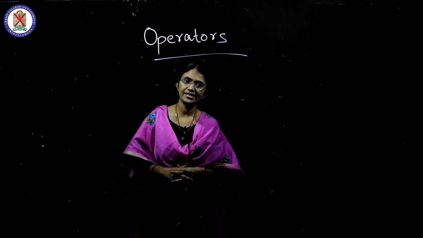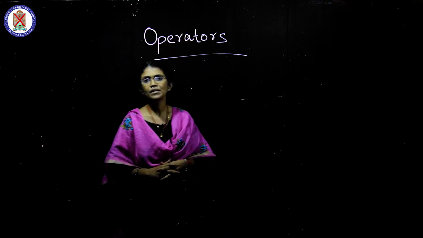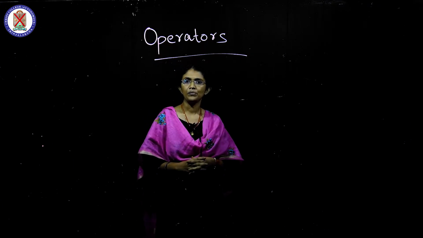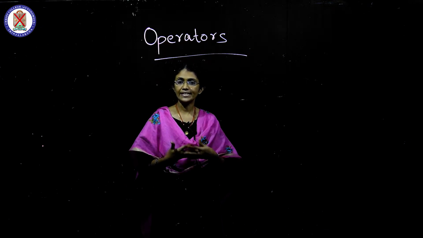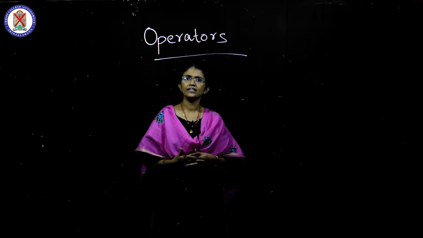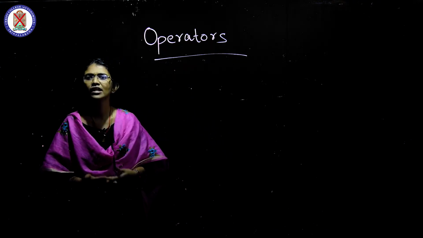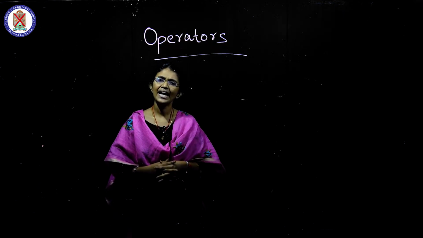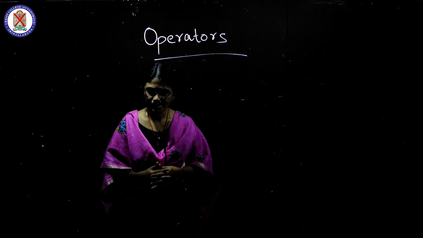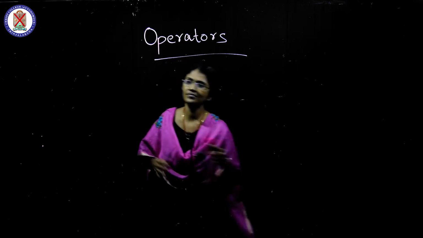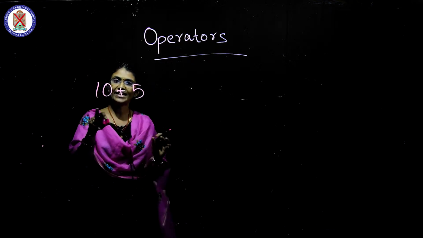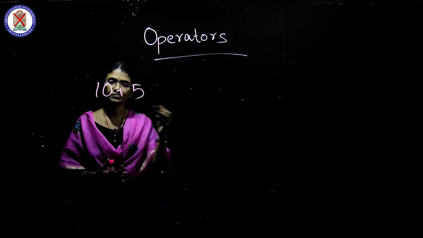In today's session, we are discussing operators. C supports a variety of operators. An operator tells the computer about certain mathematical or logical manipulations. Operators in a program usually manipulate variables or operands. An expression is a combination of variables and operators. For example, 10 plus 5 is an expression, and these two, 10 and 5, are constants.